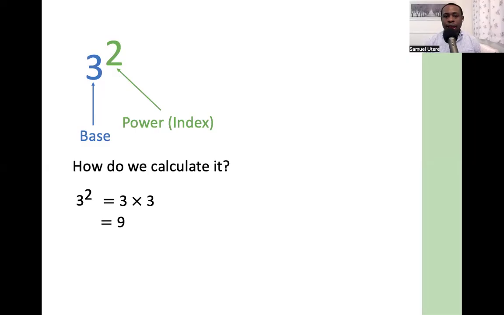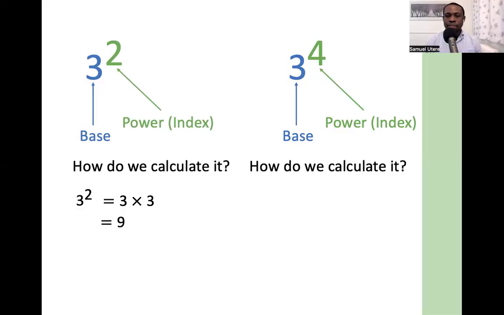We know 3 times 3 is 9. But if we have a higher power, 3 to the power 4, 3 is the base and 4 is the power or index. How do we calculate this? Have a think. Well, to calculate this, you simply multiply 3 by itself 4 times. So 3 times 3 times 3 times 3, which is 81.